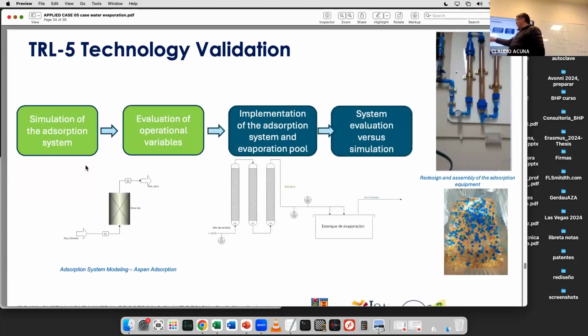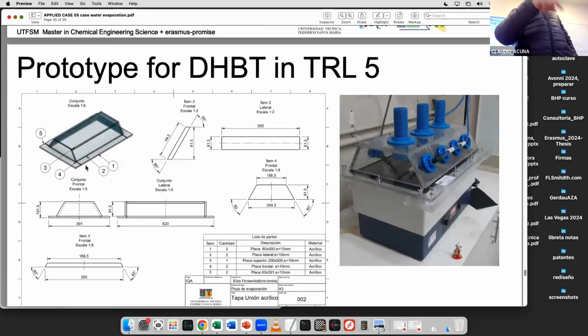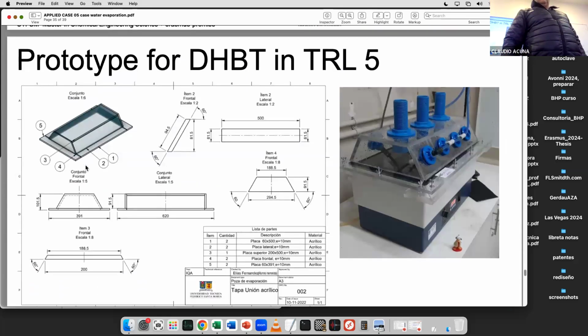So that's the thing that we did. We simulated the absorption process. This is a different model. We did use Aspen HYSYS to simulate the model. And then this is the actual column that we use to dry the air. We dry the air here, the experiment. And this is the evaporation tank. This is the one that is downstairs. This is the one that we use, that we designed.